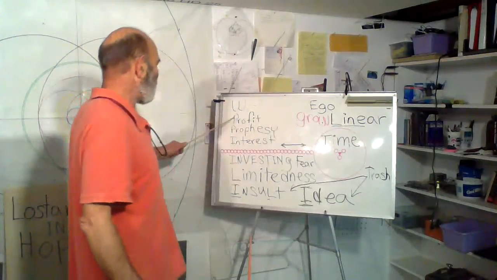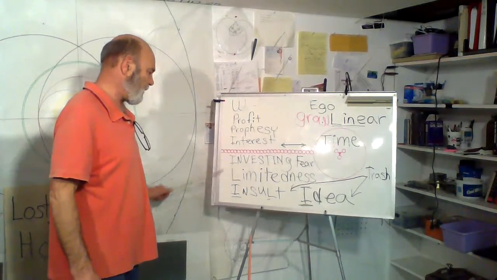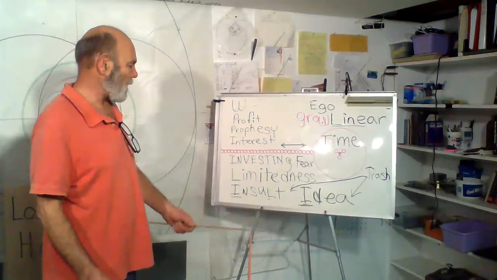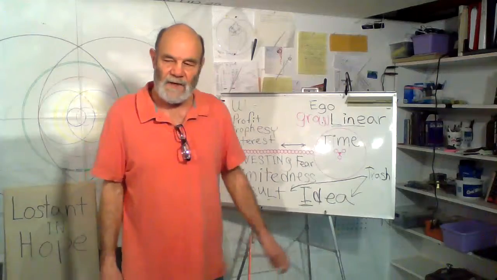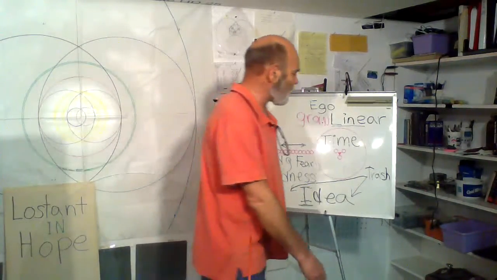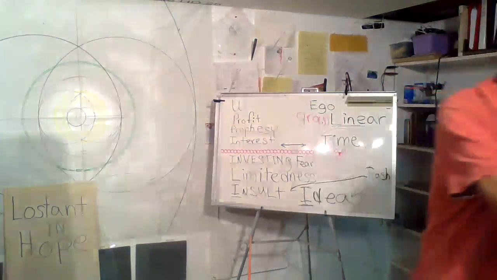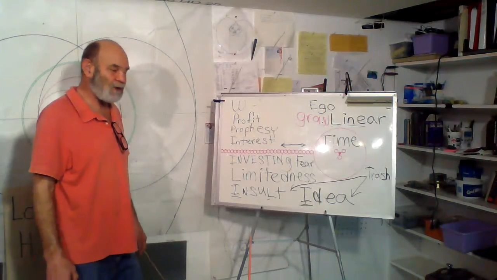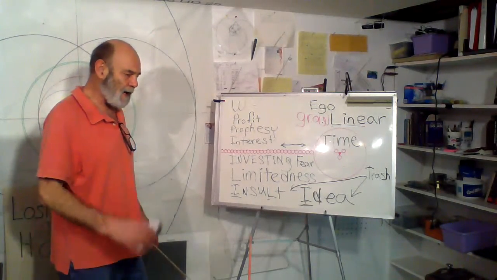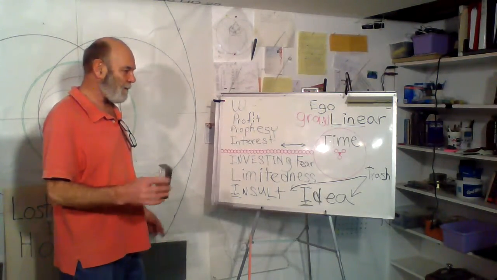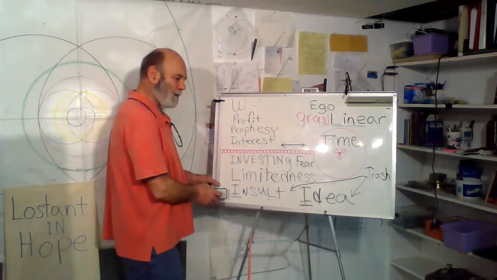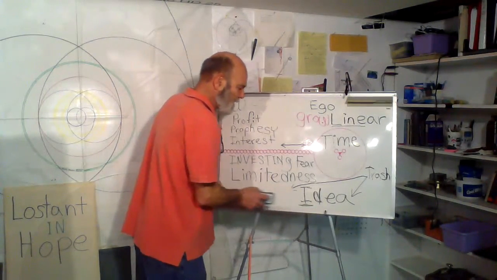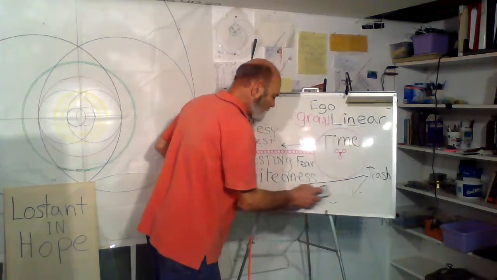Why are we talking about profit, prophecy, interest, investing, limitedness, insult? Well, insult, idea. This is some of the structures in our language that need to go. What do we say about insult? There should be no insult. When you're insulting me, you're insulting yourself. We can differ. There's zero reason for insult. Ideas? Fine. How about that?